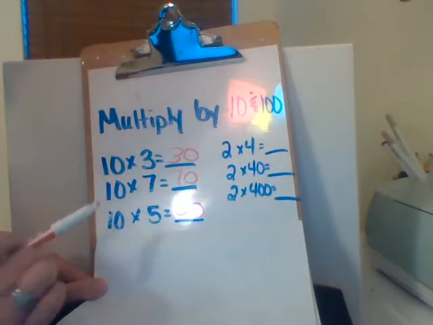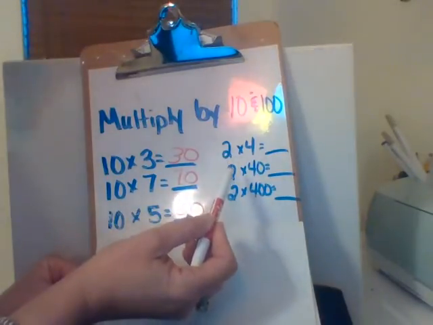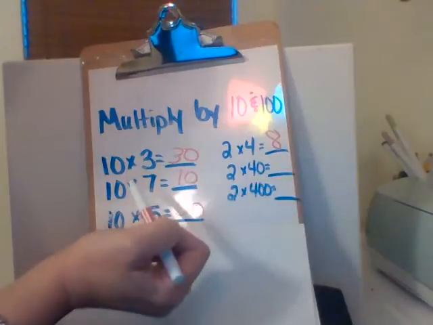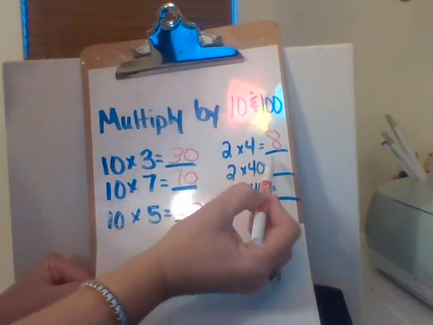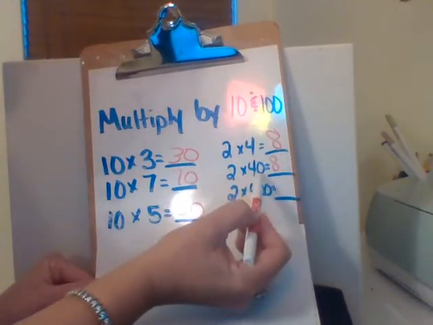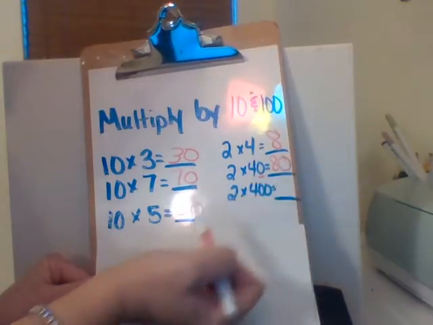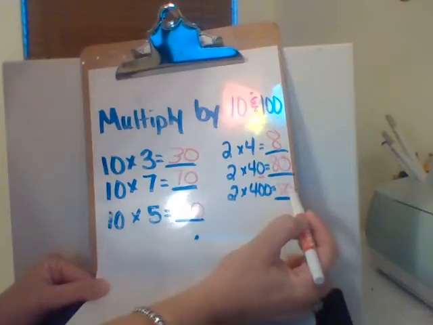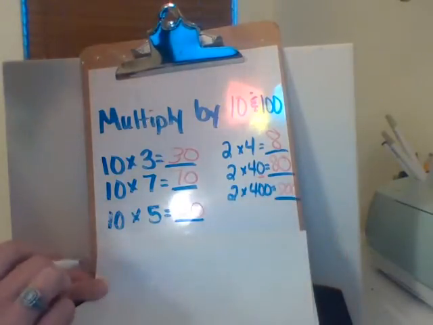Over here, something very similar. We have 2 times 4. Well, I know 2 times 4 is 8. So 2 times 40 is, you're going to start it off the same, but just attach this 0 on. 2 times 400, you're going to work that out the same way. Sorry, I'm cutting it off a little bit there.